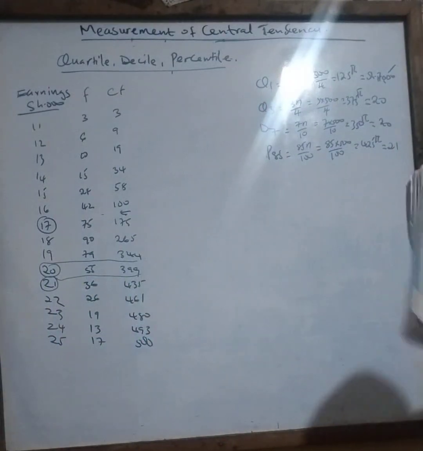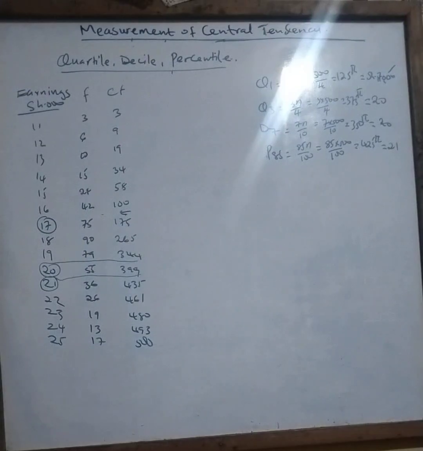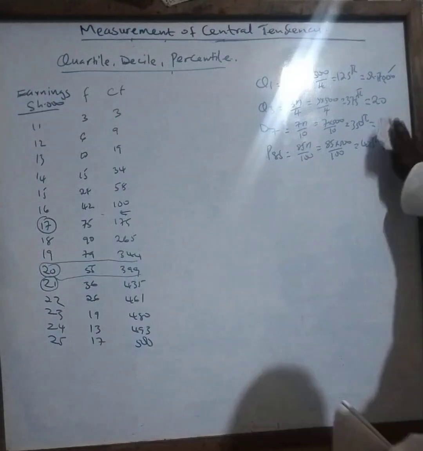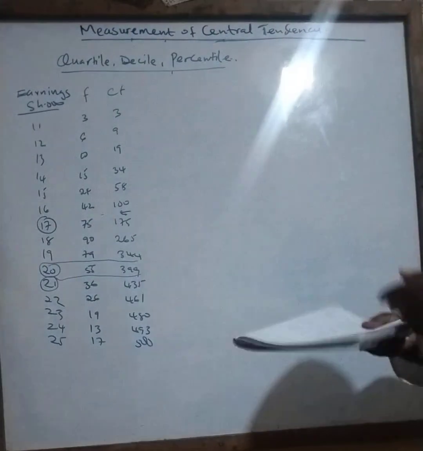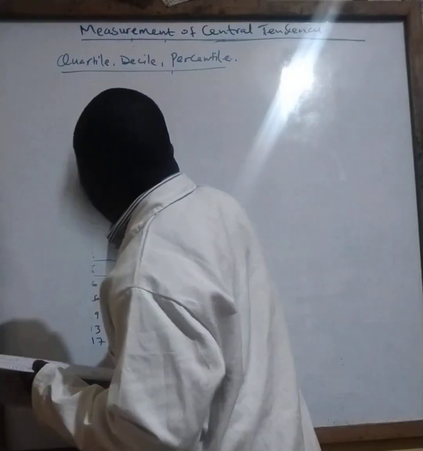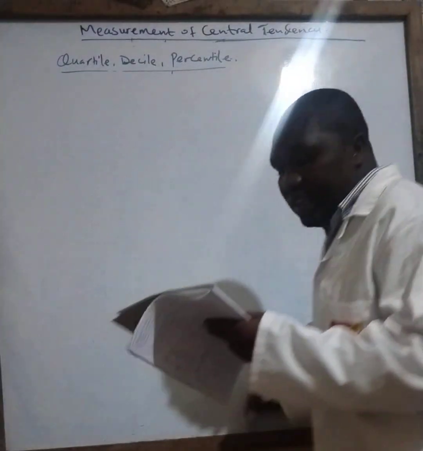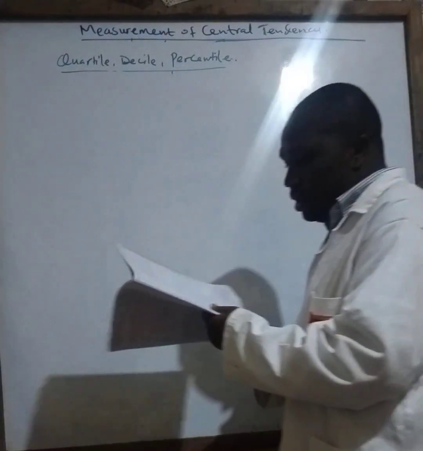So that is how you are supposed to calculate the quartile, decile, and the percentile. Now I'm going a bit deeper into the same, for the sake of learning. What if the grouped data is given, class? What if the grouped data is given?